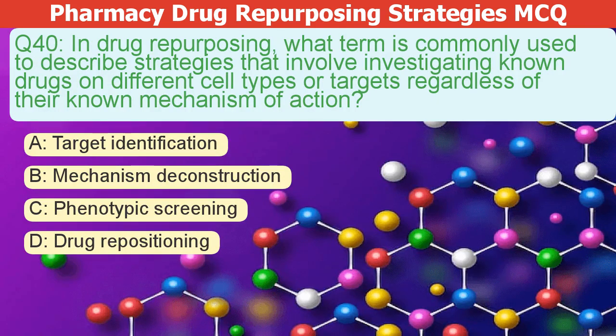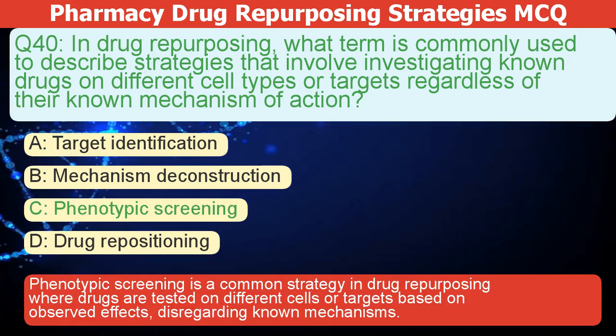In drug repurposing, what terms are commonly used to describe strategies investigating known drugs on different cell types or targets, regardless of their known mechanism of action? A. Target identification. B. Mechanism deconstruction. C. Phenotypic screening. D. Drug repositioning. The correct answer is C. Phenotypic screening is a common drug repurposing strategy. Drugs are tested on different cells or targets based on observed effects, disregarding known mechanisms.